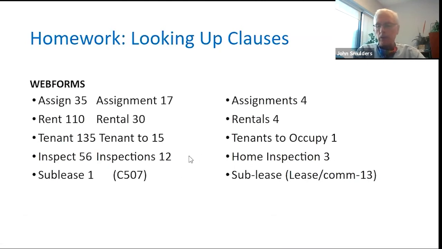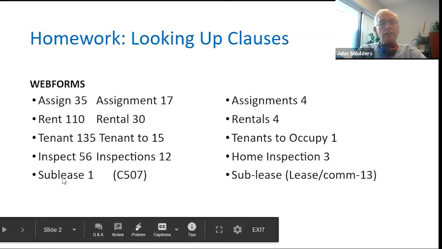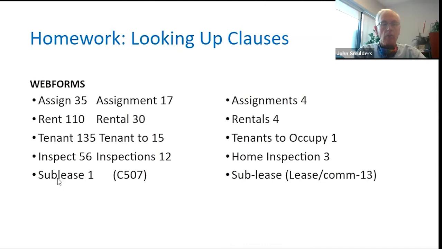Another one I want to point out that's very, very unfriendly to use is grammar. Sublease, if you write in sublease, you get 1 response, okay? You get C507. If you write in sub-lease, then you get leasecom 13. You get 2 totally different answers here for basically the same question, just a grammatical change by having the dash in here instead of no dash over here. So you have to be really, really, really careful about how you are searching.